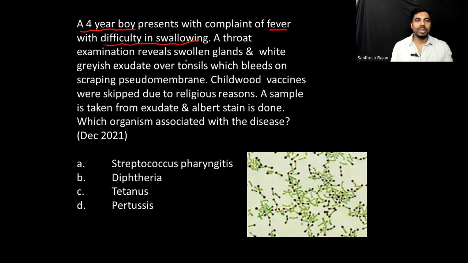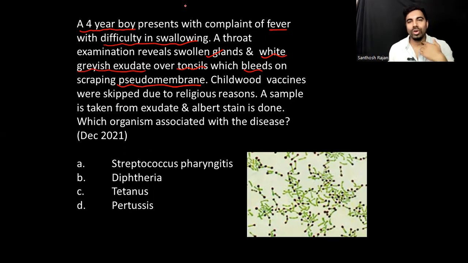A throat examination revealed a swollen gland. It means tonsils, they're talking about the tonsils being swollen. And they see grayish white exudate on the tonsil, which bleeds on scraping, the pseudomembrane. That clue is more than enough for you. Pseudomembrane means only one disease that's going to strike your mind.